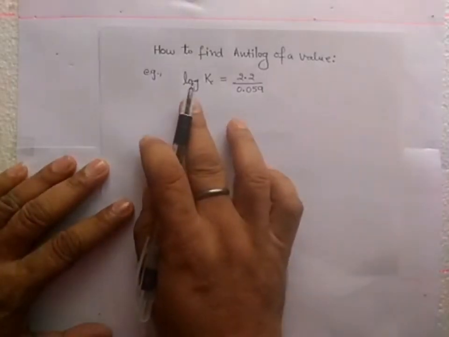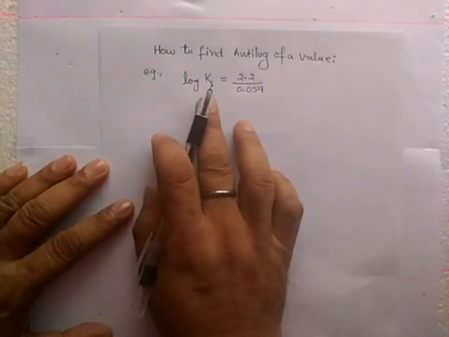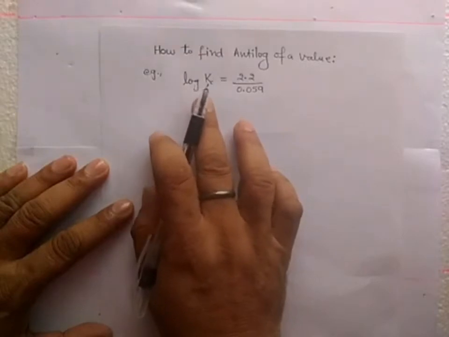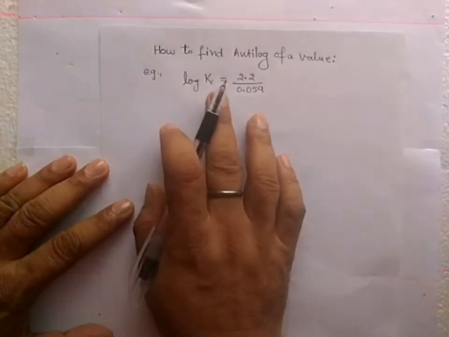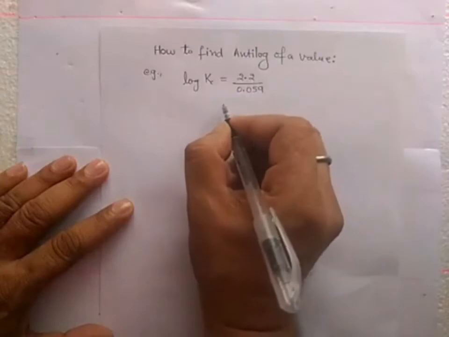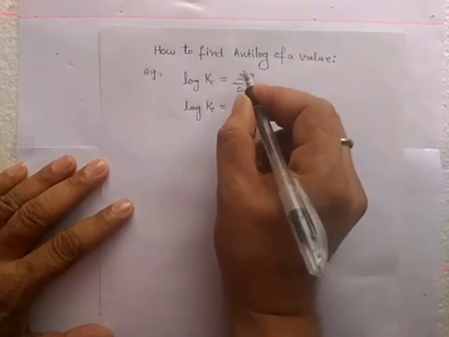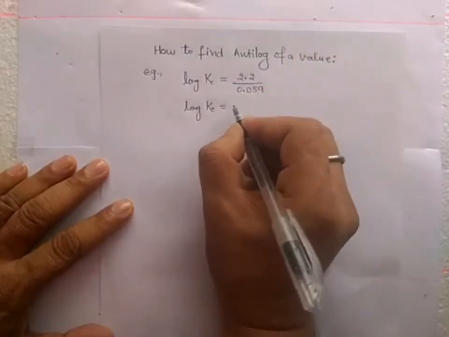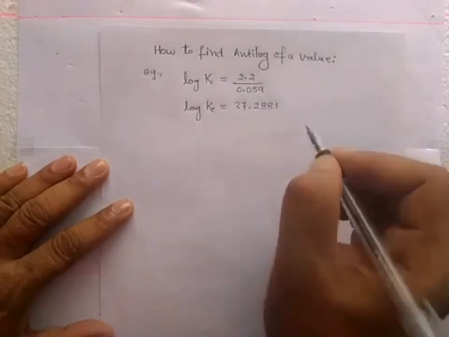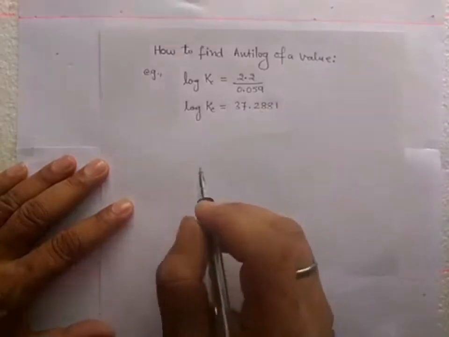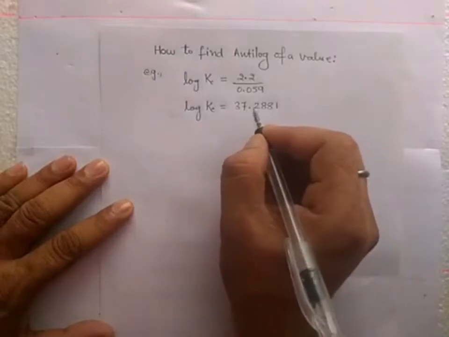We have, for example, this conversion in which equilibrium constant is there along with log value. We have to find the log of this value. The log is on the other side of the equal sign. So let's find the mathematical value of this given value, log Kc, and the whole calculation comes out to be 37.2881. Now we have these values. Now what we are supposed to do is find the anti-log of this value.